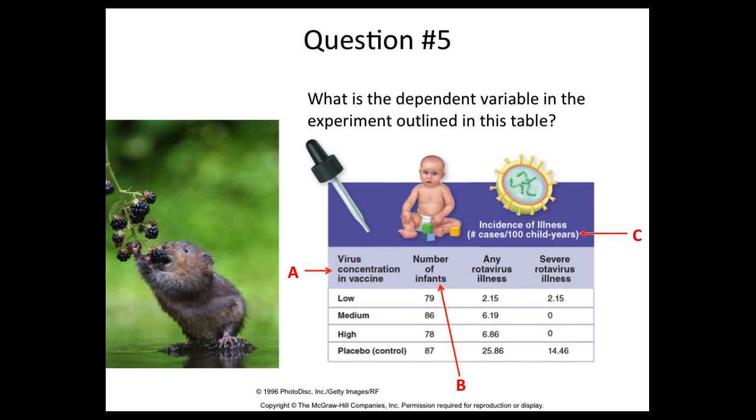Here's our next question. And for this one, we have to interpret a table. What is the dependent variable in the experiment outlined in this table on the screen? Is it A, the virus concentration in the vaccine? Is it B, the number of infants? Or is it C, the incidence of illness, which is measured in number of cases per 100 child years? All right, pause if you don't want to see the answer. C. C is the dependent variable in this question.